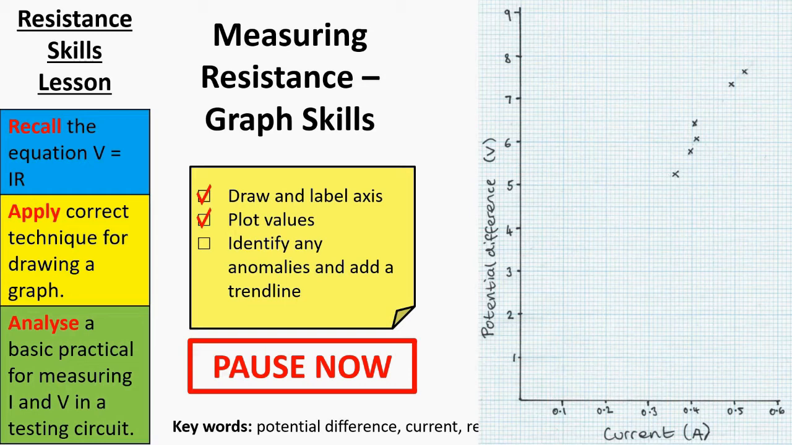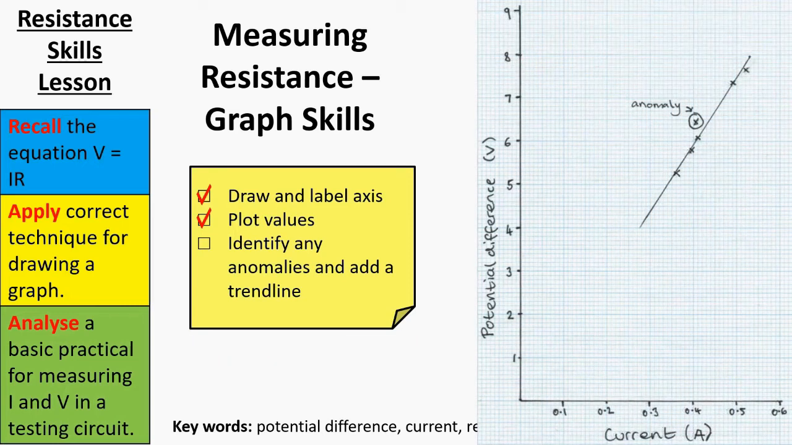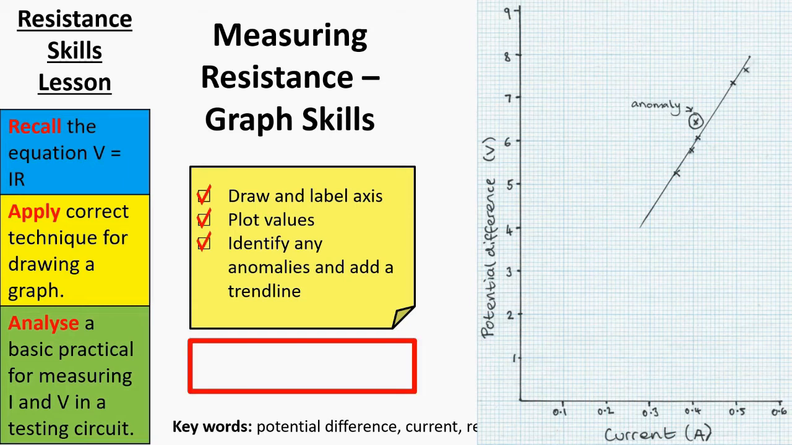So let's take a look to see how your trend line went. Here's my trend line. As you can see, I decided that I did have one anomaly, so I identified it, put a circle around it, and subsequently ignored it. My trend line passes between the crosses the best that I could judge by eye. If you've done that correctly, give yourself a tick. If you haven't, pause the video now and correct anything that you got incorrect when you did your original plot. When you're ready to move on, press play.